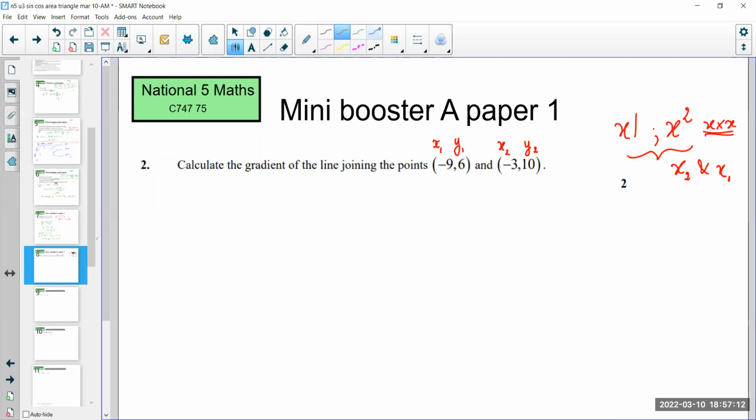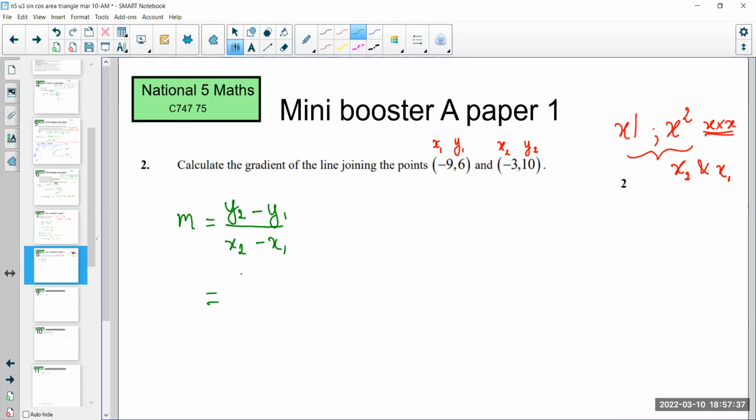So M, the gradient, the formula for the gradient is, like I said, a rise over a run. So rise is the y-axis. So y2 minus y1 divided by the run across x2 minus x1.